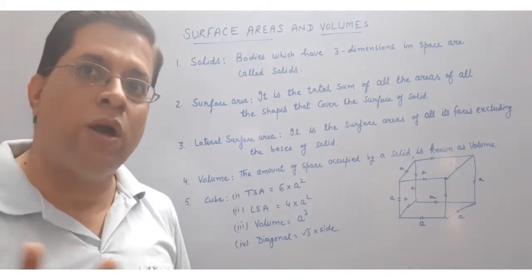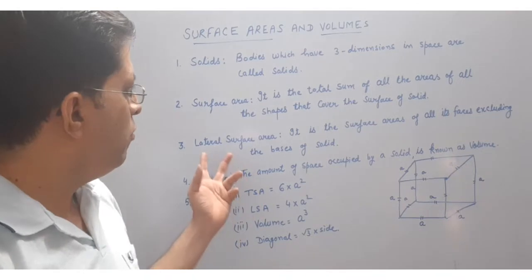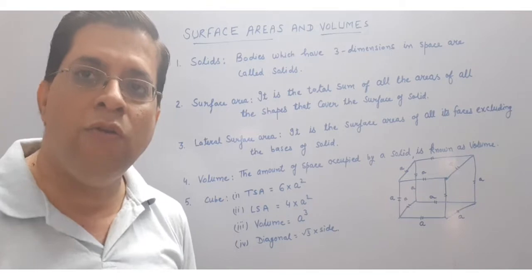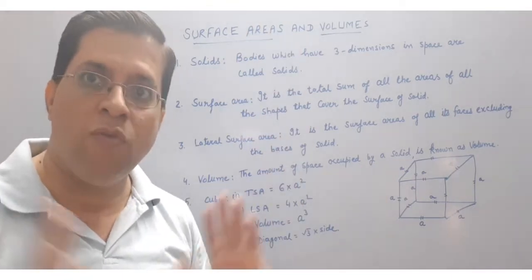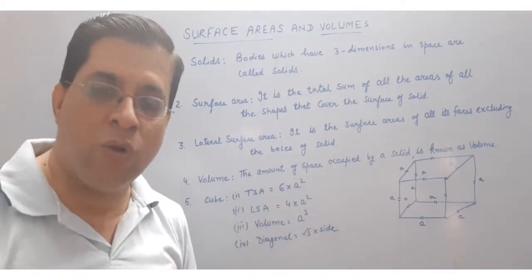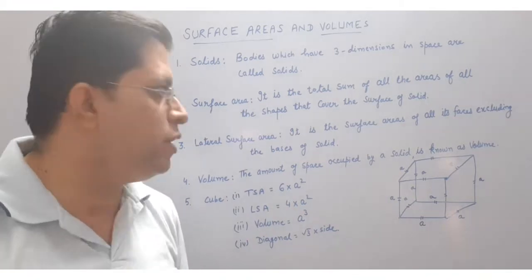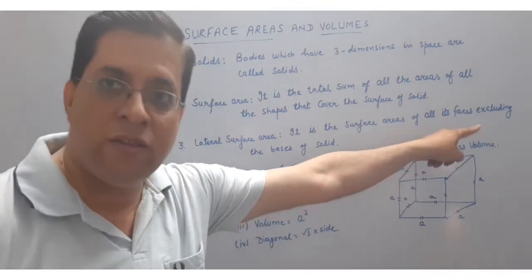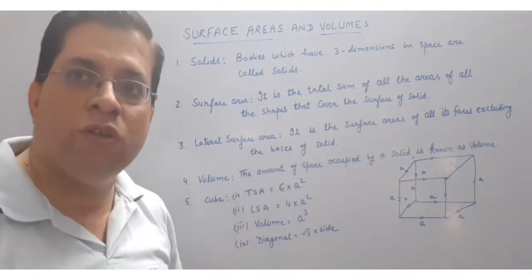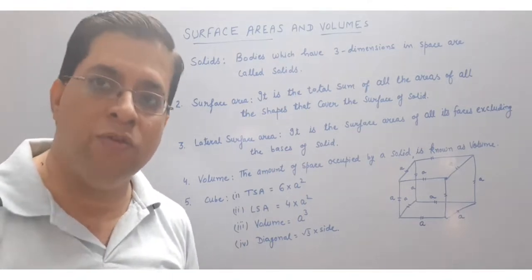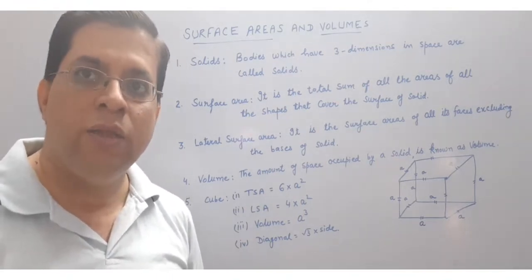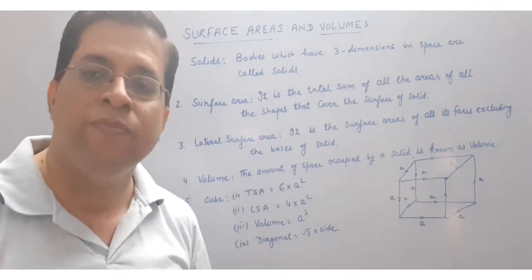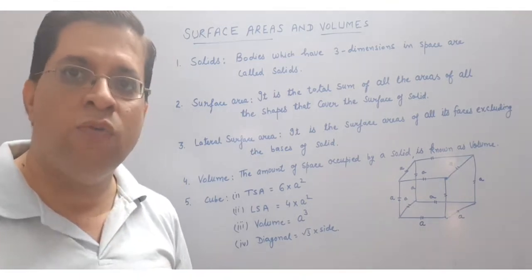Point number 3. What do you mean by lateral surface area of the solid? Lateral surface area means you have to leave the top and bottom, and take whatever is in the surrounding. It is the surface area of all its faces excluding the bases of the solid. You leave the top and bottom, and take the area of the 4 walls. This is called the lateral surface area of the solid.